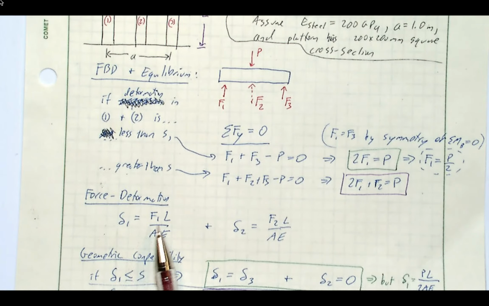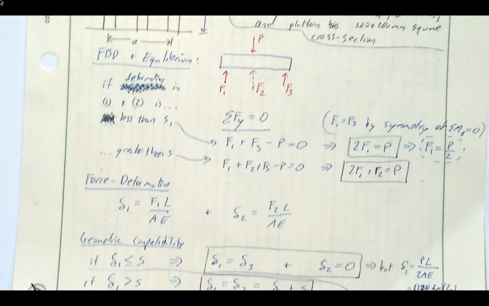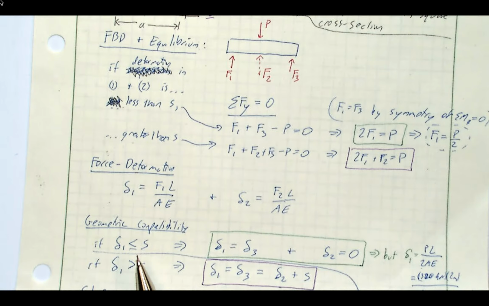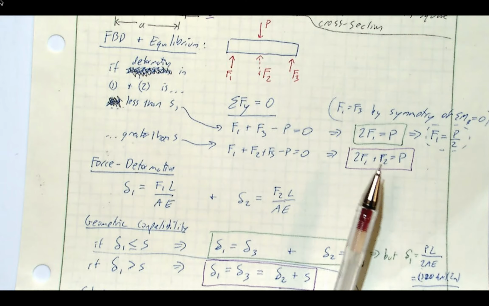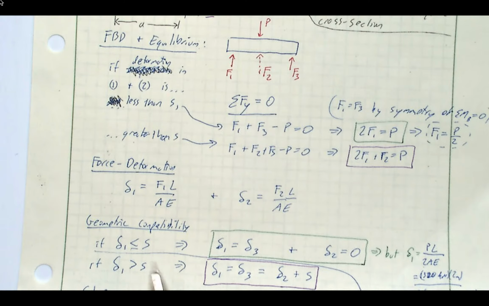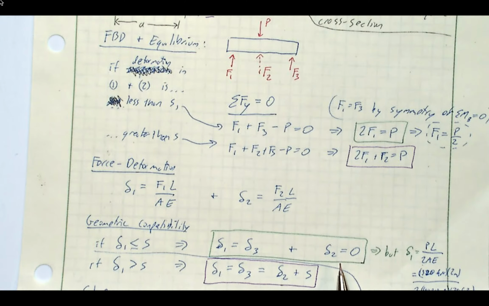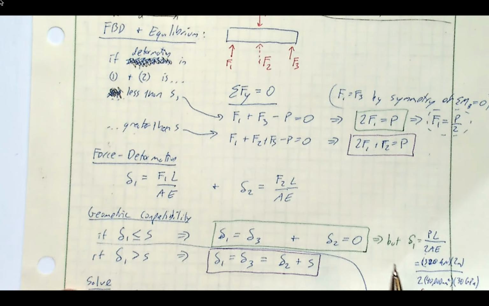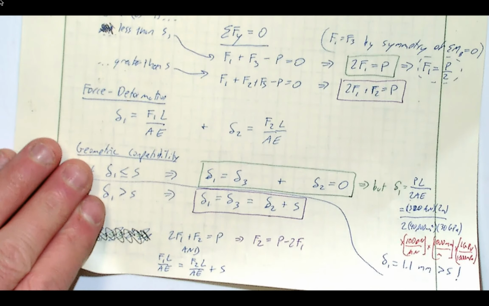And here we just relate the deformation in each member to its force, its length, its cross-sectional area, and its elastic modulus, where the equation for 3 from here on out will be the same as we get for 1. So geometric compatibility, for the case again where delta 1 is less than or equal to S, that's the simple case from up here where it's a statically determinate system. We just get that our deformations are equal in 1 and 3, and the deformation in 2 is 0. So we just really need to calculate the deformation in 1, which I've done over here, kind of crammed it in.